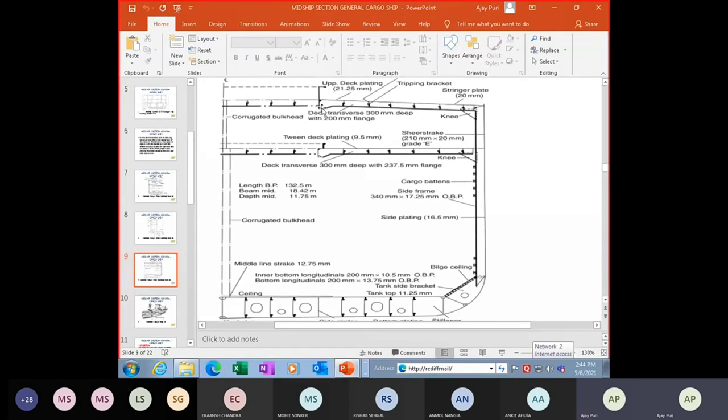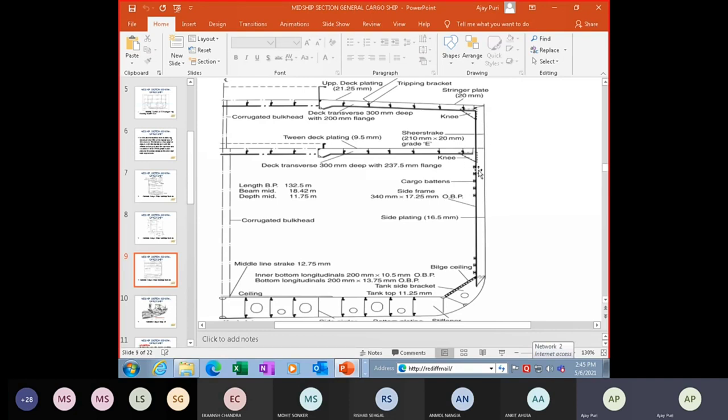So here you have this hatch opening, the upper deck, hatch coaming. Then your upper deck is this one. This is a stringer plate connected to the upper deck, and the stringer plate is attached to your shear strake. So the shear strake is this one strake. And this is a transverse. This is the deck transverse, which is 300 mm deep with 200 mm flange. Then you have these longitudinals here. These are the longitudinals and the tripping bracket. So this is your beam knee, which is counteracting your racking stress. This is the beam knee. And this is the shear strake here.